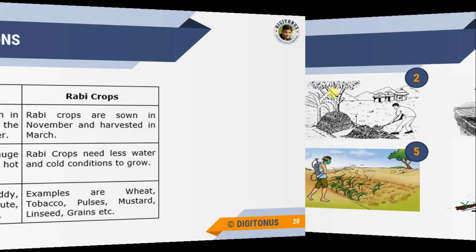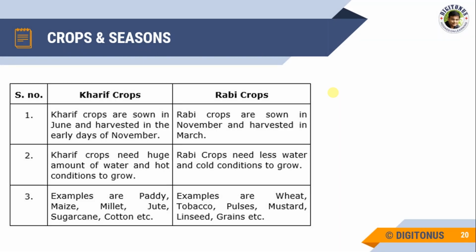Now let us see different types of crops and seasons. See, all the crops do not grow in all seasons. Different crops grow in different seasons. Now let us see about the kharif crops. Kharif crops are crops grown from June-July to October-November. These crops depend on monsoon. For example, rice and maize are kharif crops and are grown in rainy season.